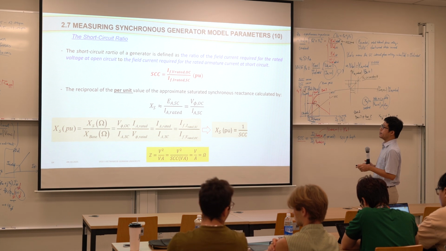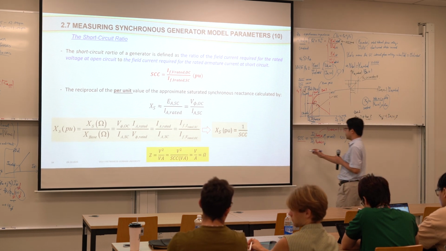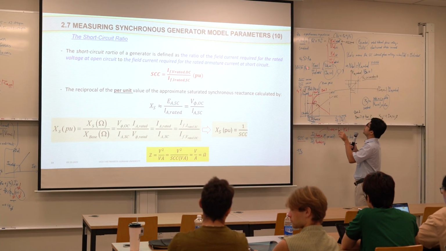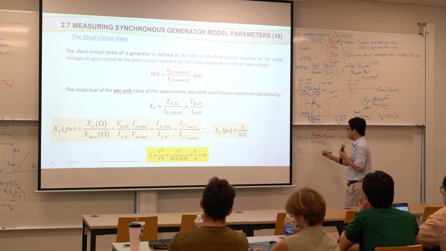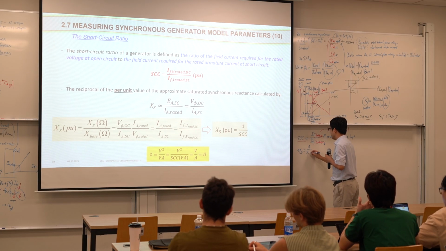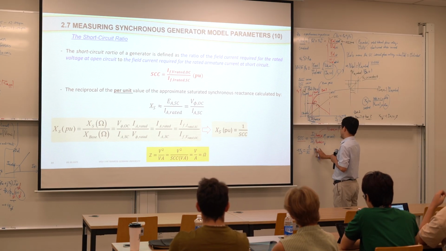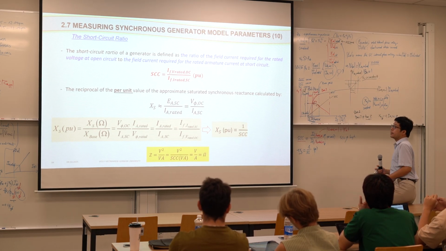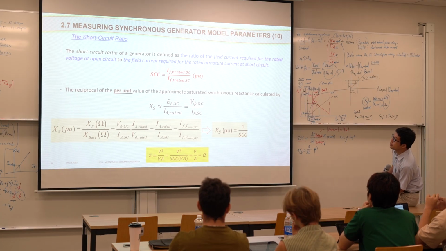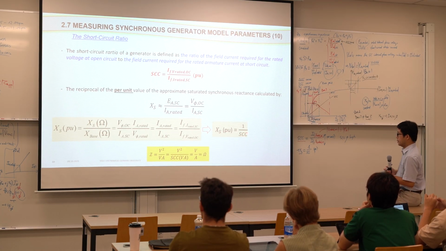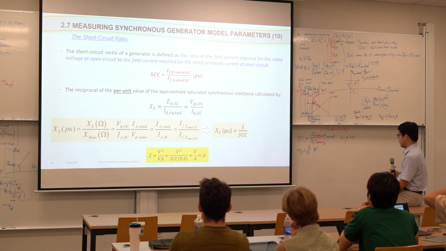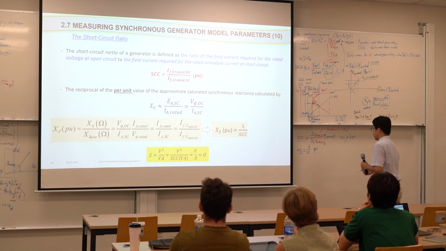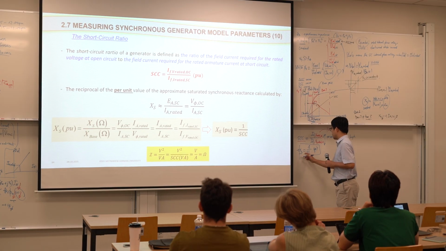So this is the definition of short circuit ratio. When we get the short circuit ratio, we can calculate XS. Of course, XS is calculated by this ratio, or we just take the inversion of the short circuit ratio. This is per unit. We take the reciprocal of the short circuit ratio, you can get XS per unit.